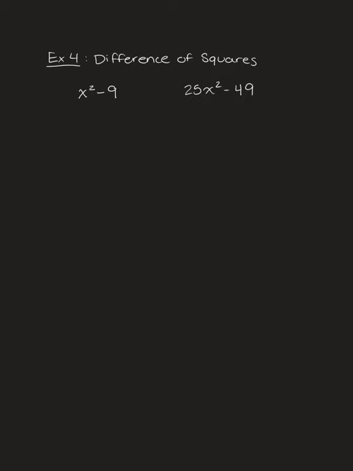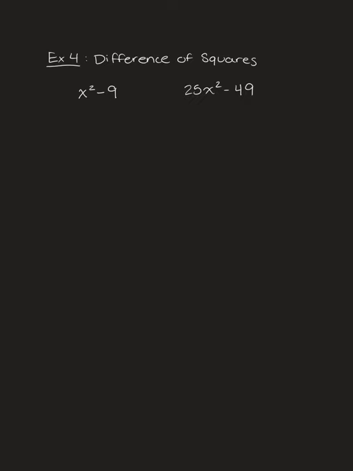Last but not least, let's talk about difference of squares. So perfect squares are numbers like 1, 4, 9, 25, 16, 49, 121. It's a number that you get by multiplying a number by itself. So 9 is a perfect square of 3. 25 is a perfect square of 5. 1 is a perfect square of 1. Okay? So it's really important to identify these perfect squares.